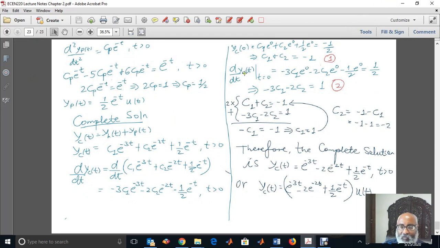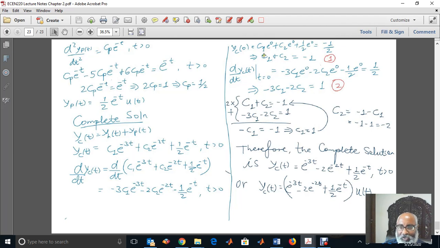And the derivative of y at 0 means here minus 3 C1 minus 2 C2, because e to the power of 0 is 1. So minus 3 C1 minus 2 C2 minus half is equal to half. When the half goes to the right, minus 3 C1 minus 2 C2 is equal to 1.